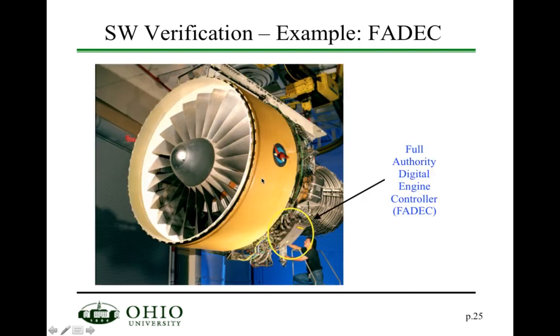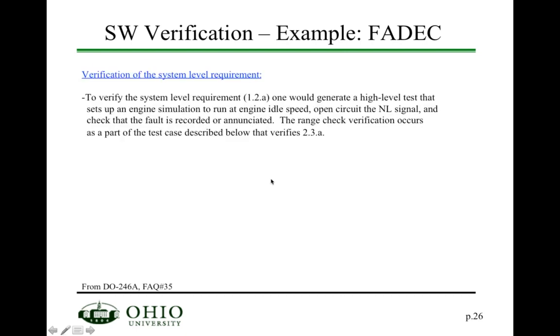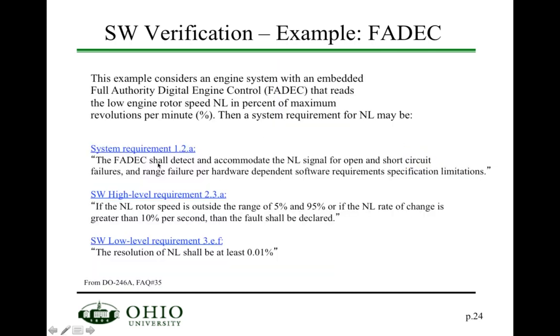So if you look at these, they can be verified. You can say, well, I would generate a high-level test that sets up an engine simulation to run at idle speed, and then open circuit the NL signal and check if the fault is recorded and enunciated. So you can come up with a test for this requirement. And the same for this high-level requirement and low-level requirement. So this is part of the verification process. You look at these requirements and you say, can I test them?